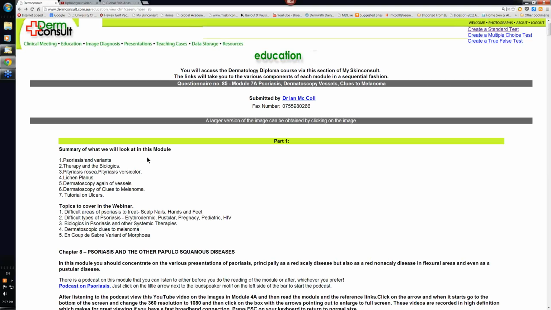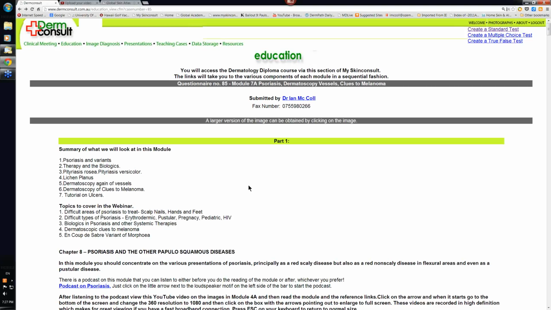These are the various topics that will be covered in this module, notably psoriasis and its variants, and there are many variants of psoriasis. Remember, when you're faced with what looks like an unusual rash, rather than being an uncommon rash, it's more likely to be an unusual variant of a common rash. So it pays you dividends to spend some time looking at the various variations of presentation of psoriasis.